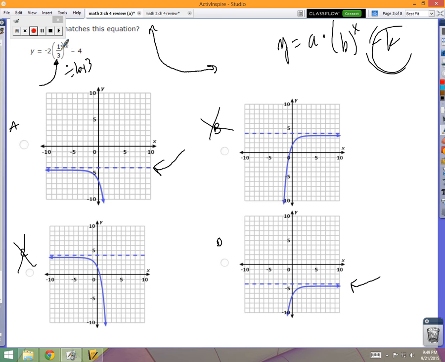It's going to decay, so it's going to look like this, and then this out front, if there is a negative out front, the negative flips it over the x-axis. So this one, if you flip it over the x-axis, it's going to look something like this. So we're looking for one that looks like this, and that is D. Because if you flip A up, it's going to look like this, and we need it to look just like this guy right here. So we're going to go with D.